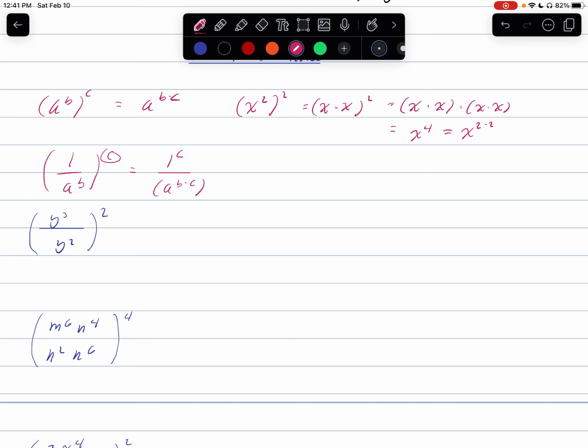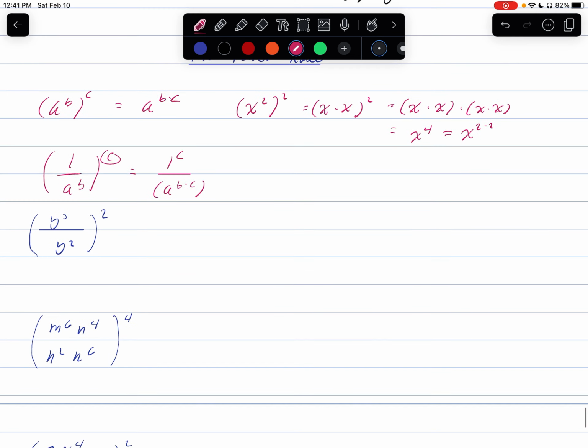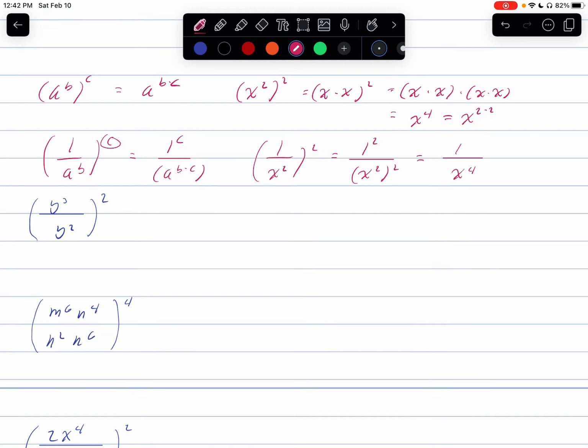Okay, and the process would look very similar for this here, but let's go ahead and do one anyways. So let's say we have 1 over x squared, okay, and we're going to raise this to the second power. This is the same thing as 1 squared over x squared squared. But we already showed what x squared squared was. It's x to the fourth. And 1 squared is just 1. So we're going to end up with 1 over x to the fourth. Okay? So that's the basic rule for powers of powers.